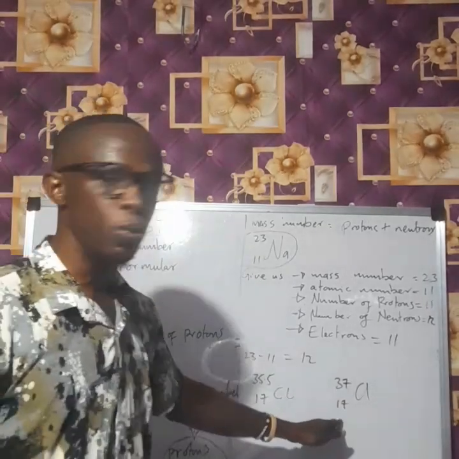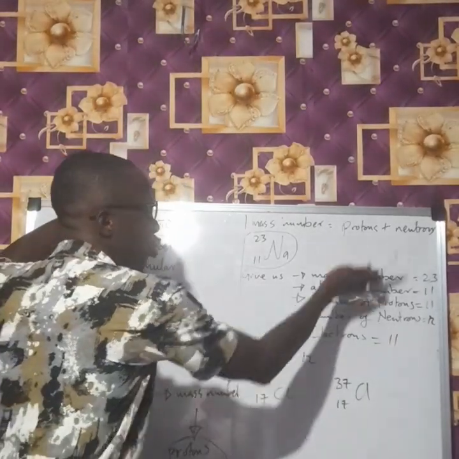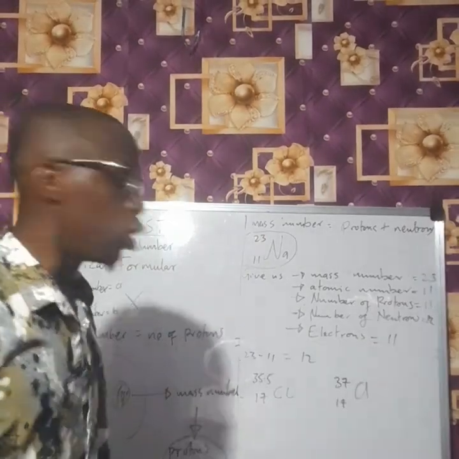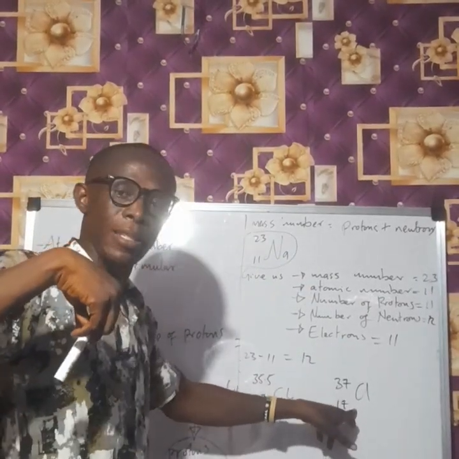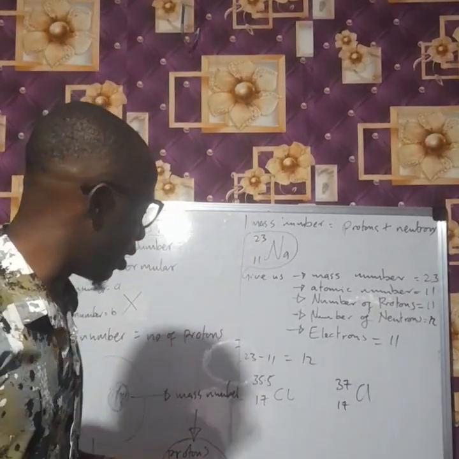This is an instance I'm giving you: 37 and 17 for chlorine. If it's like this, I can easily solve it. But in this case now, I can't just say I want to solve it. No. They need to tell me the isotope. What kind of isotope? Is it this one that I'm using, or is it the one for 35, 17 that I'm using? Do you understand?